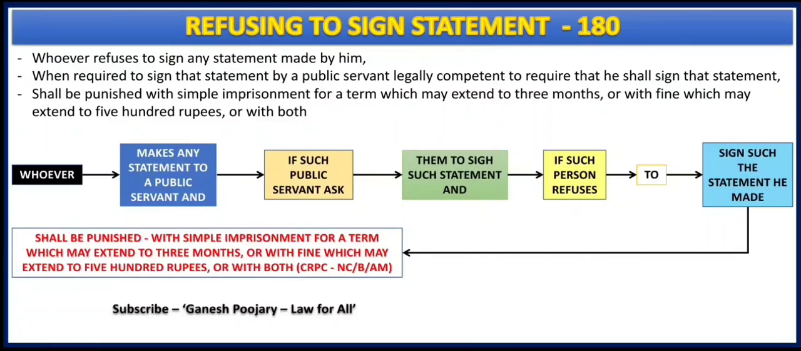Okay, there is one Mr. X who has made a statement to the public servant, and after making such statement, now the public servant is asking Mr. X to sign the statement related to that, and if that person is now refusing to sign that statement which he has made earlier, then that becomes a punishable offense.